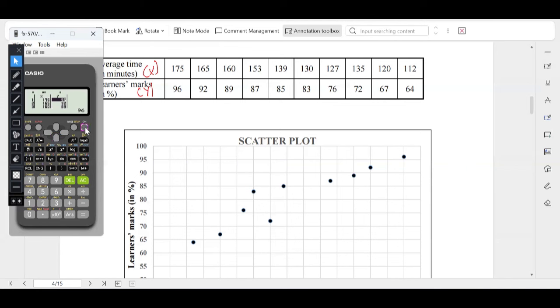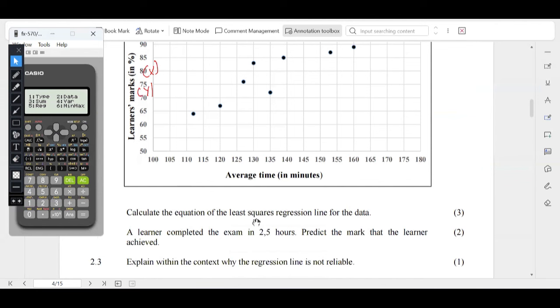And then you press on shift 1. So it's shift, you wait for it to change there. And then 1 for your stat. Then what are we looking for? Calculate the equation of the least square regression. So remember, if we want regression, we go to reg number 5. And then we know with this one, we first need to find the value of A and the value of B so that we can determine that line. And then A, what is our value of A? And I say our value of A is 12.41. And then now we are looking for the value of B.